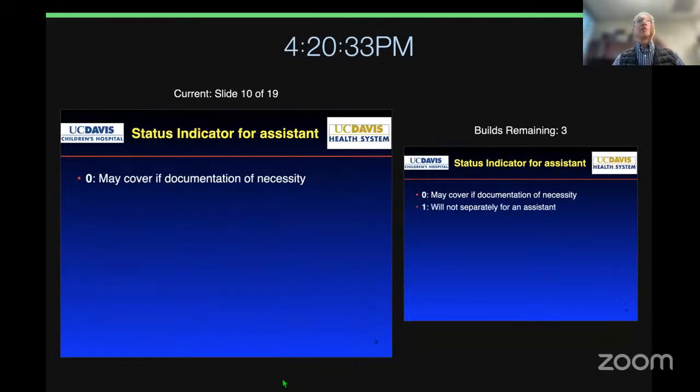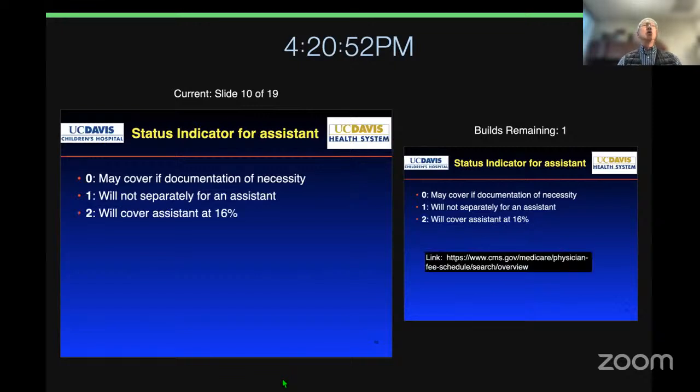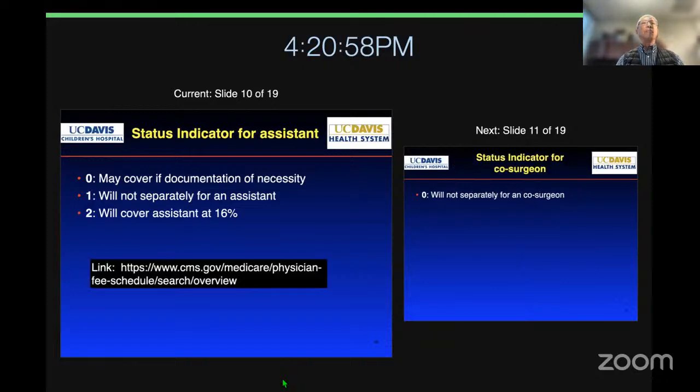So this is what the status indicators mean. Again, it's different for the assist code versus co-surgeon. I'm going to go through this briefly. For the assist code, you have 3 statuses. If it's 0, it will cover it, or it may cover it if you have documentation of necessity. If it's status 1, pretty much it will not; you won't be allowed. Status 2 will cover it, and it's going to give you 16% on top of whatever is charged. This is the link that you can go into just to look this up and get more clarification.